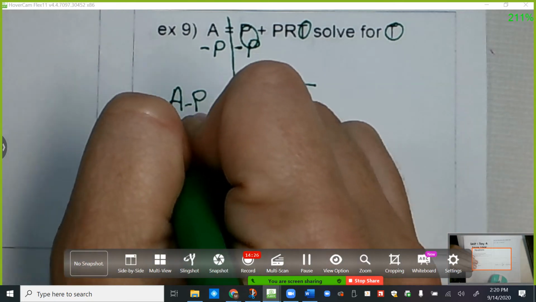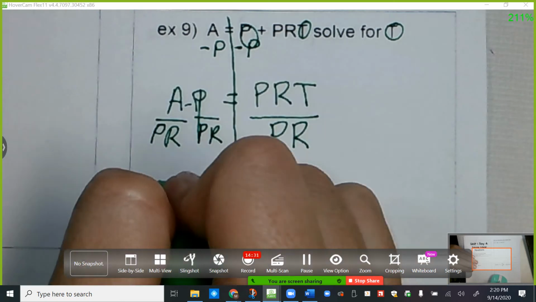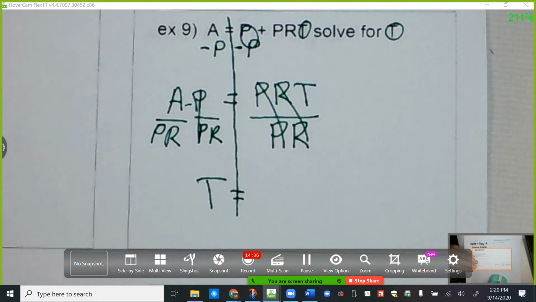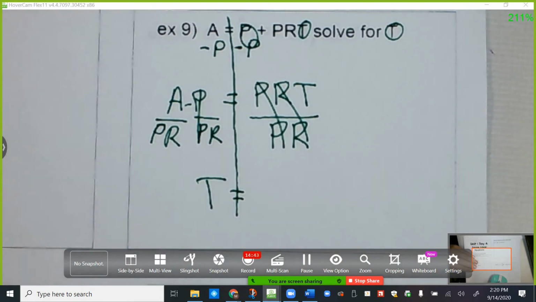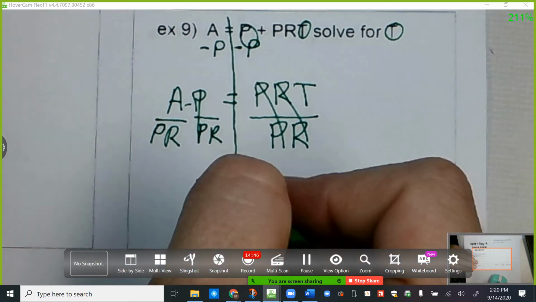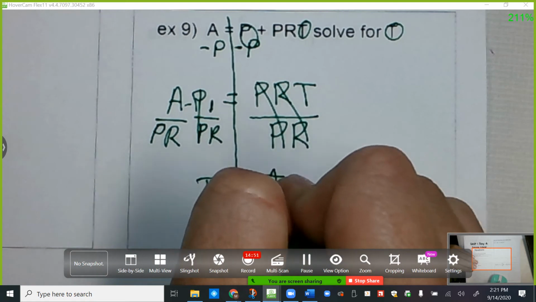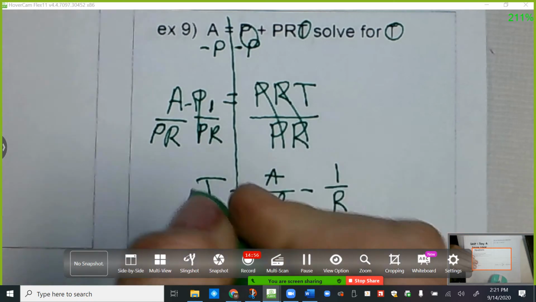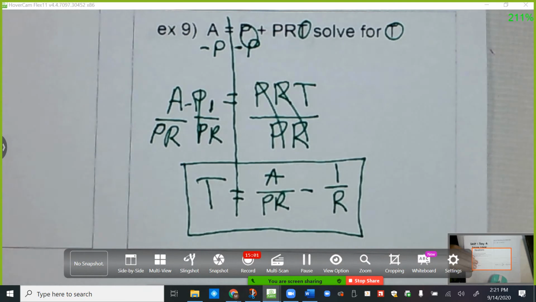I'm going to go ahead and separate because these P's cancel. What's anything divided by itself? Like 12 divided by 12 is 1. A million divided by a million is 1. 6 divided by 6 is 1. Okay, so anything divided by itself is 1, so this becomes 1 over r. So I have A over P r minus 1 over r, because the p's canceled.